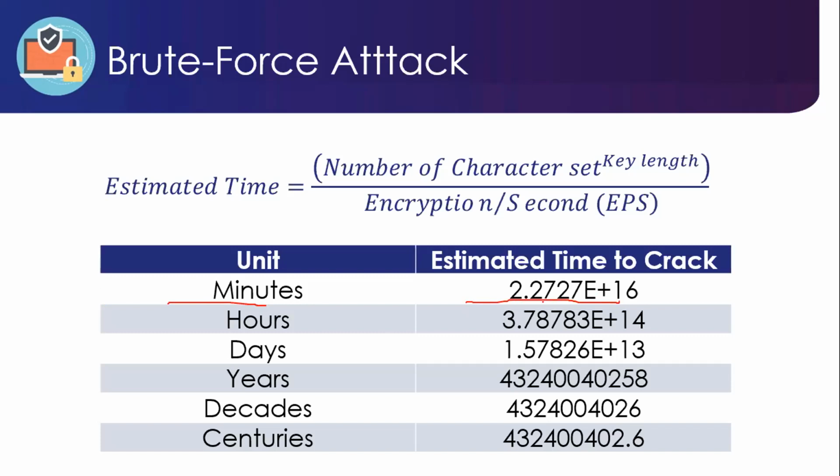It is above a zillion and so on. In centuries, it will come out with how many centuries before you can brute force attack this encrypted key. So based from these, it is in centuries. I think it is 4 million centuries. Then decades, years, days and hours if you convert that into smaller parts. Okay, so that is for the brute force attack.